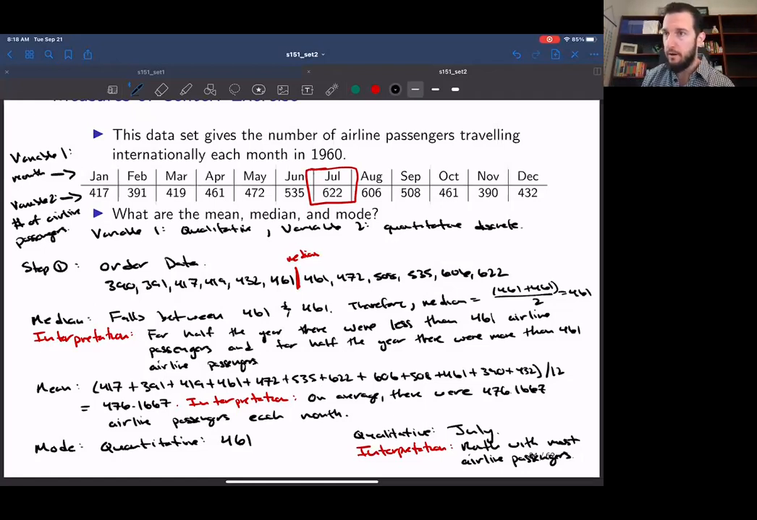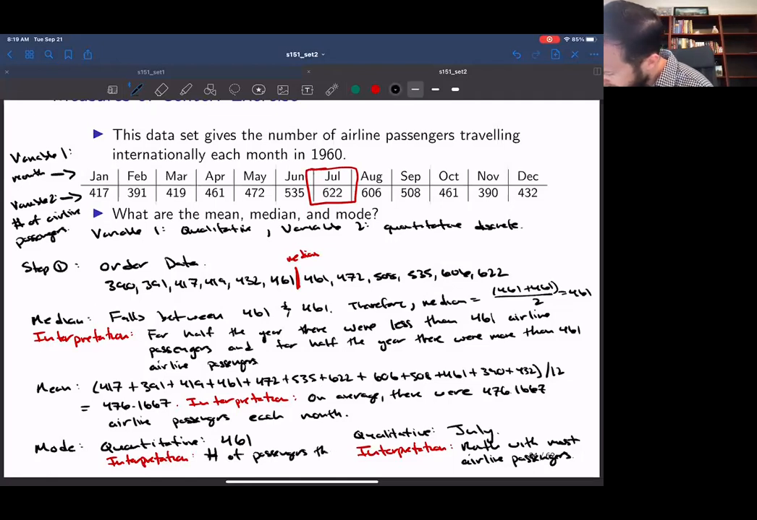But for the quantitative variable, which is the actual number of airline passengers that traveled, the mode in this case is going to be 461 again, because that's the number of airline passengers that occurred most often across the months of the year. Okay, so this would be number of passengers that occurred most often, something like this, right?